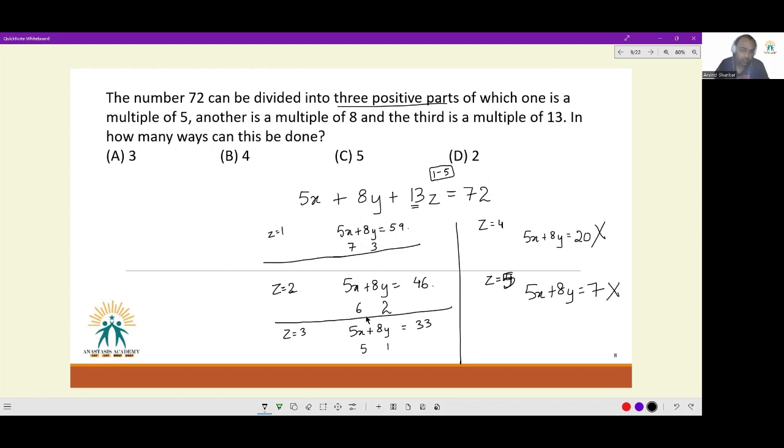So there are 3 solution sets possible: x being 7, y being 3, z being 1, or 6, 2, 2, or 5, 1, 3. These are the 3 solution sets that are possible. The answer to this question is option A.